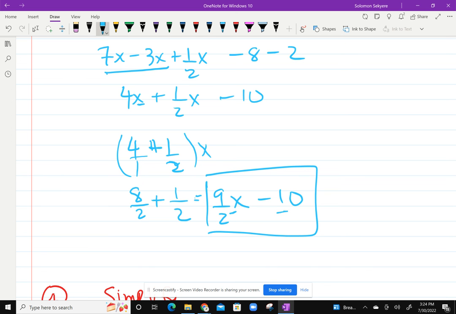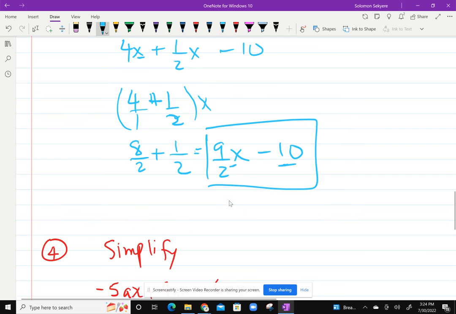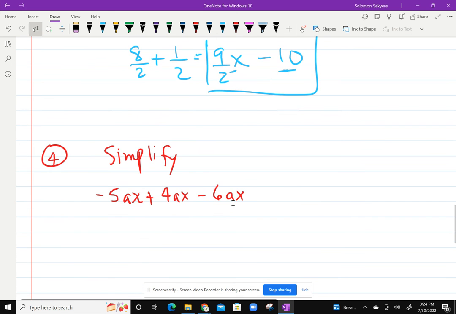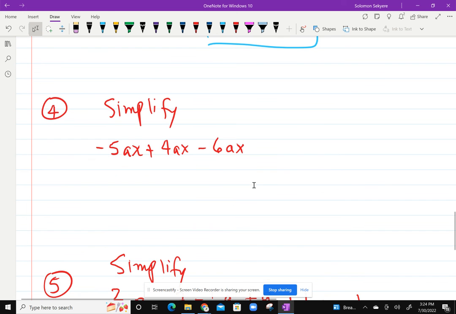X and the negative 10, they are not like terms, so what? You are done, right? Okay. Can you simplify this?